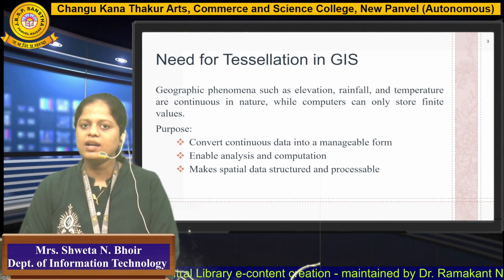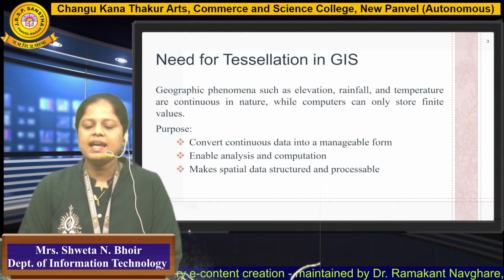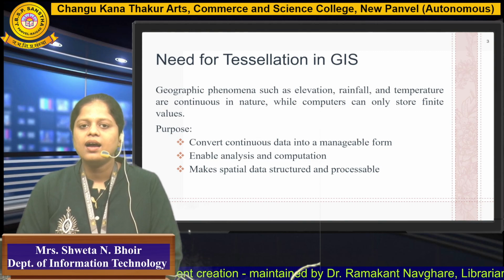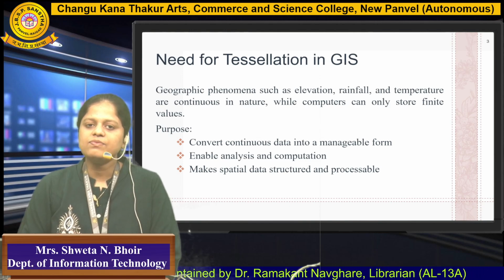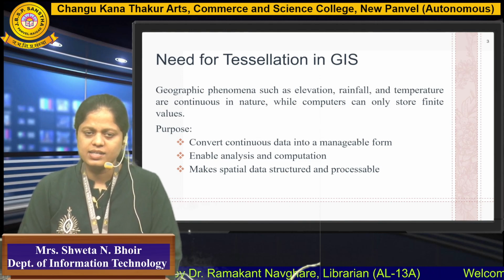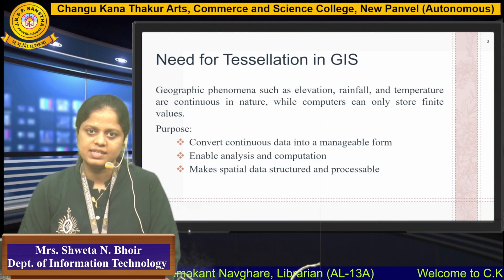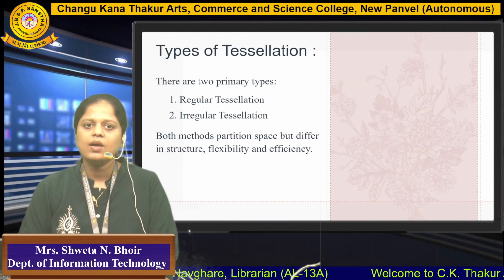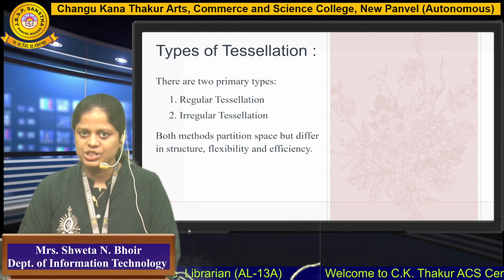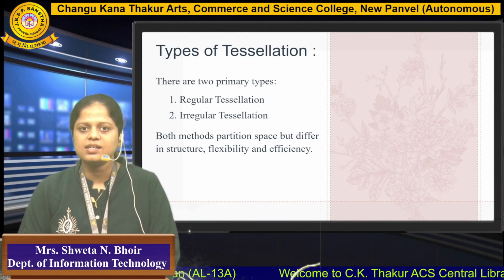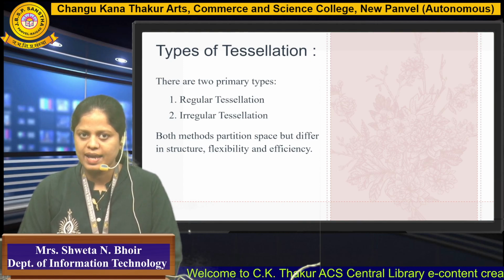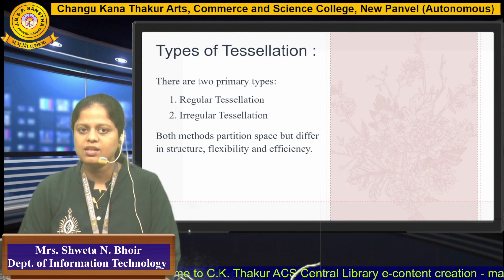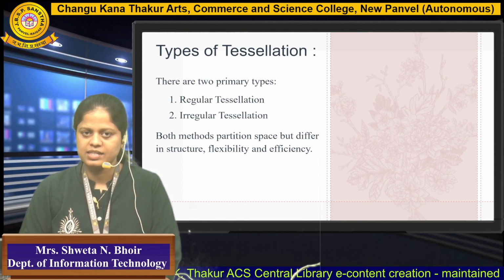So we will process the data. First, we will capture the data, then we will store the data. After storing the data, we will check the data, and finally we will process the data. So this is the need for tessellation in the GIS. Okay, so what types of tessellations are there, that we are going to discuss in this lecture. Primarily it has two types, that is regular tessellation and irregular tessellation.